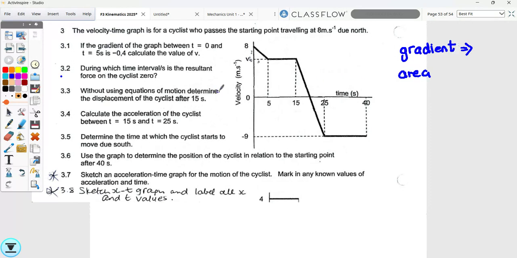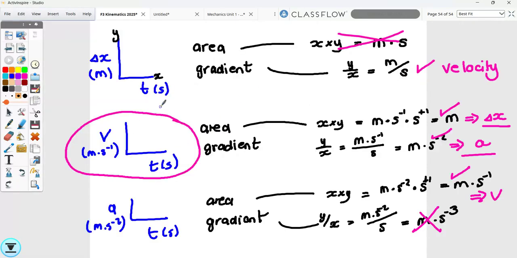Guys, I'm going to say it again. Okay, let's go back here. Guys, it's this graph. It's a velocity time graph. The gradient is meters per second divided by seconds. Can you see why? In an exam, you think you've memorized it.